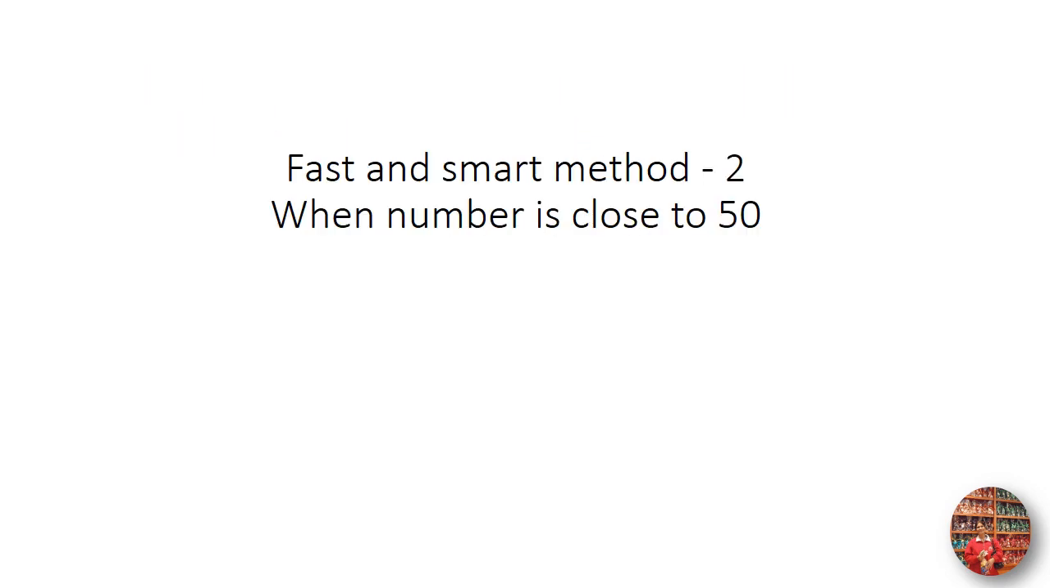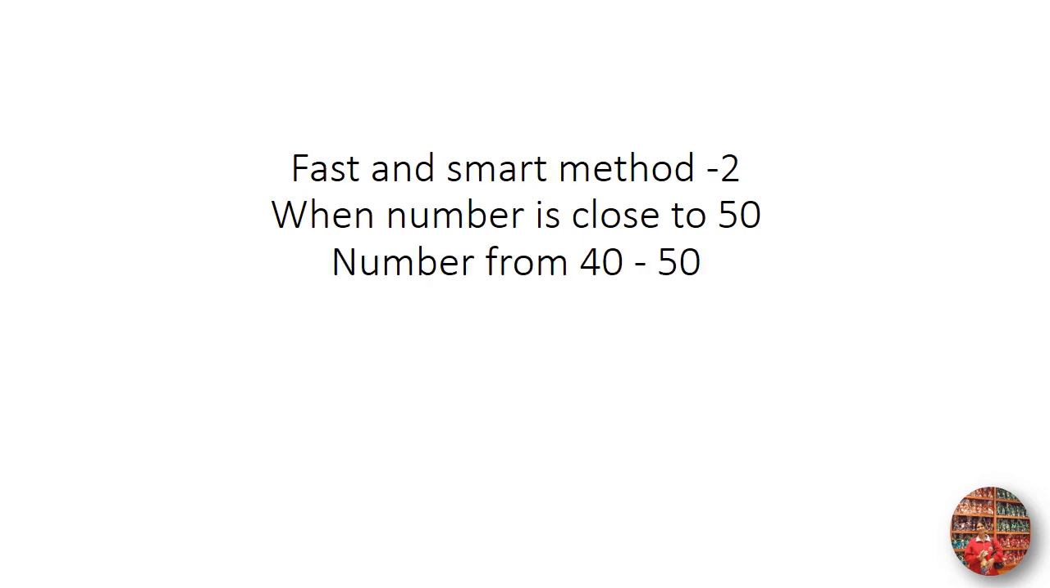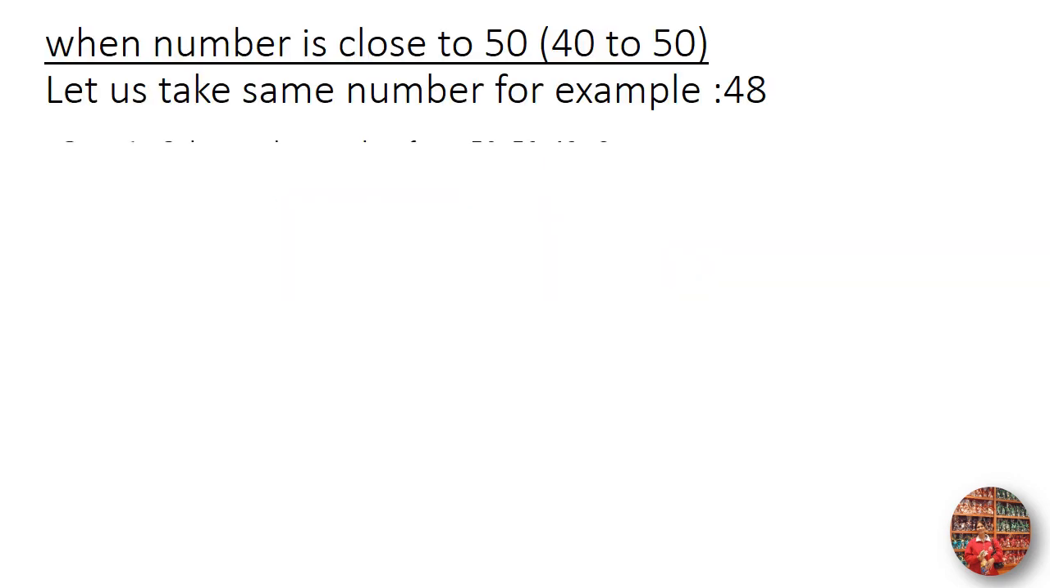Now smart method 2. When the number is close to 50, we can opt for another fast trick. So let us see. First I am taking numbers from 40 to 50, less than 50. The same number I am taking here, 48. Now subtract the number from 50, or we can think how much it is less than 50. Surely it is 2.